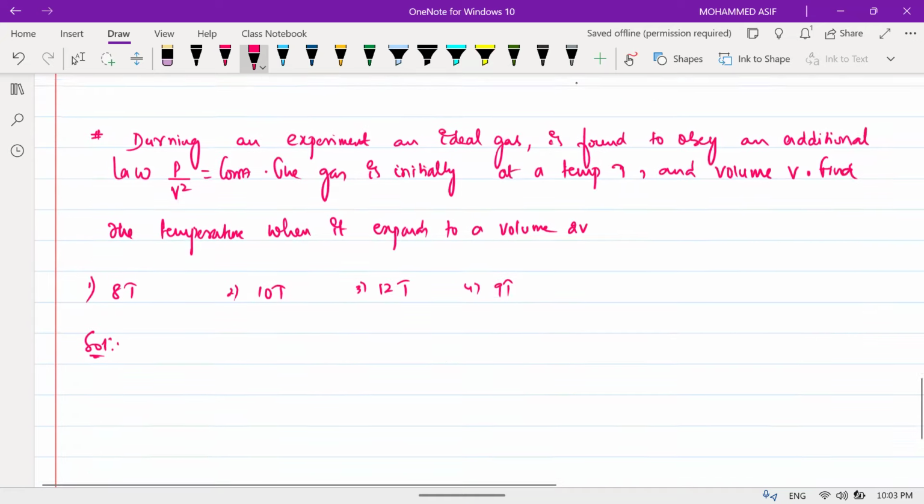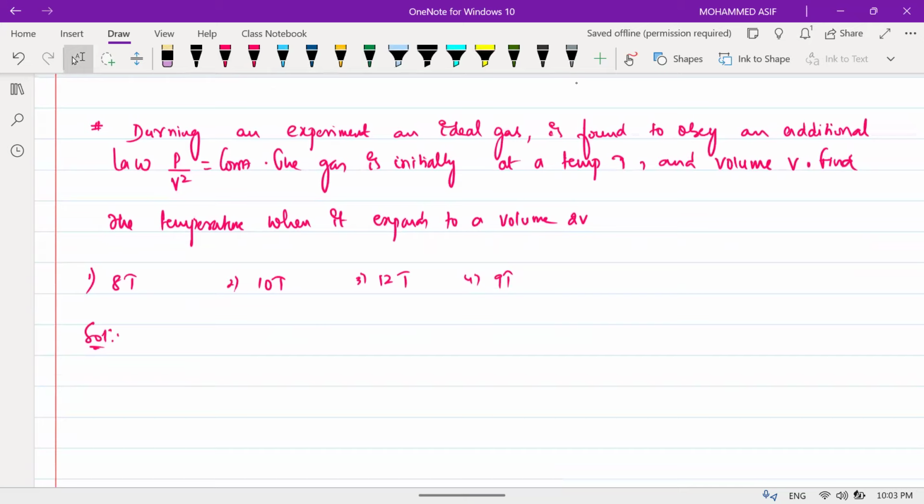ड्यूरिंग एन एक्सपेरिमेंट ऑफ एन आइडियल गैस, आपके जनरल मेथड से करो एक बार। During an experiment of an ideal gas, it is found that ideal gas is found to have an additional law P by V square is equal to constant. तो given क्या क्या है देखो एक बार. P by V square is equal to constant, और इनिशियल टेम्परेचर T1 is equal to T है, और इनिशियल वॉल्यूम V1 is equal to V है, और फाइनल टेम्परेचर T2 कितना है पूछ रहा है, और वॉल्यूम V2 is given 2V. ओके, ये अपने को निकालना है T2.